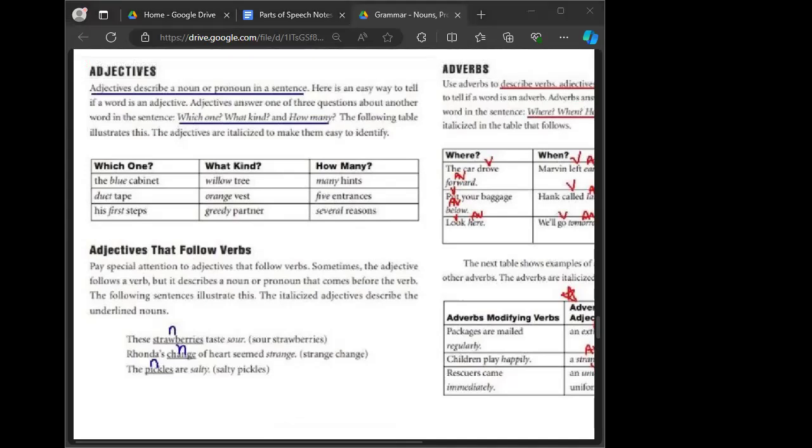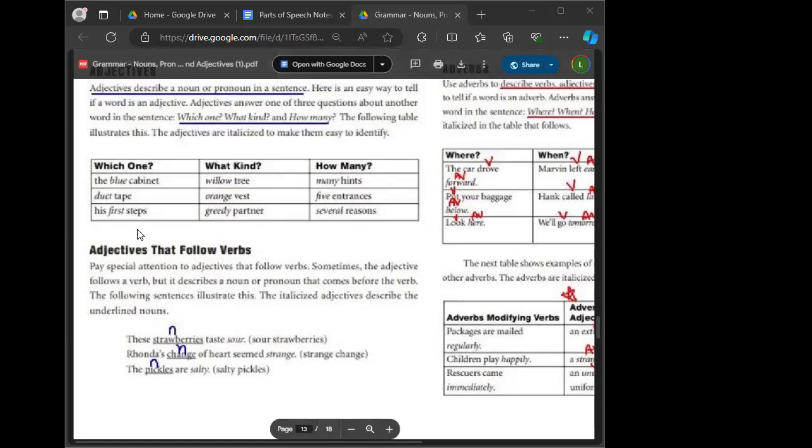Okay, now notice that a lot of the adjectives come right before the noun that they describe, like blue came right before cabinet, duct came right before tape, orange came right before vest, greedy came right before partner, but not all adjectives are like that. Some adjectives will come after the word that they describe.